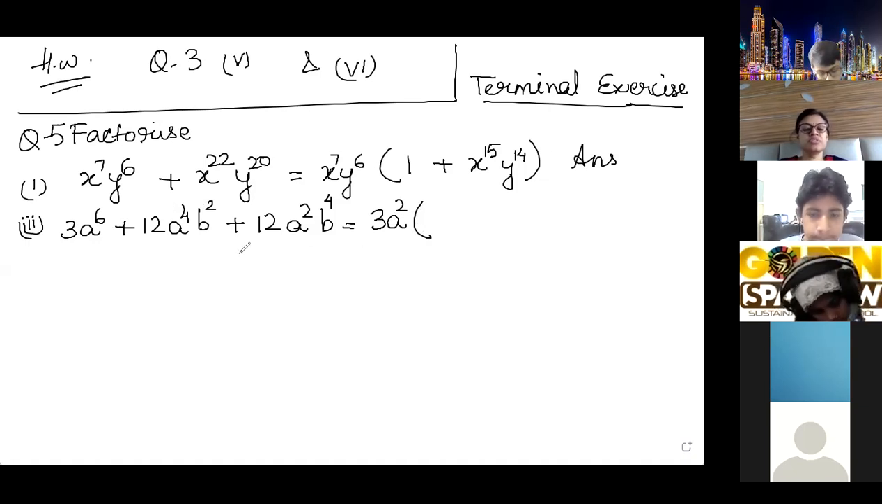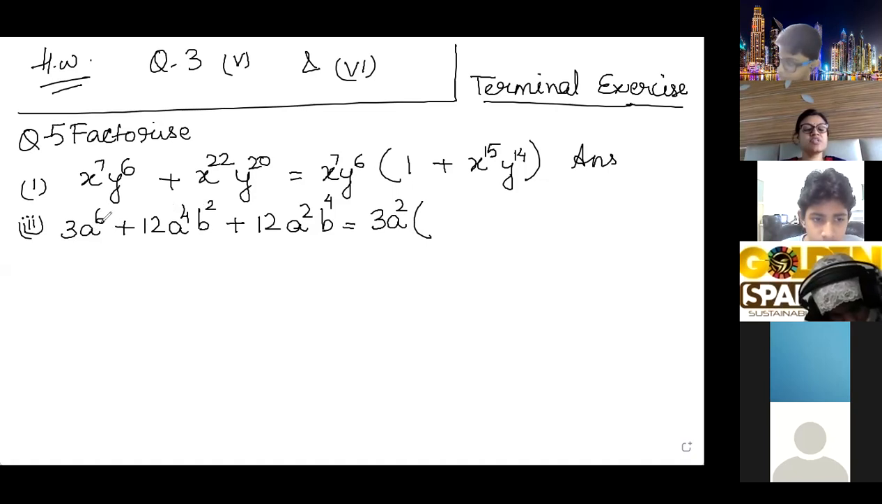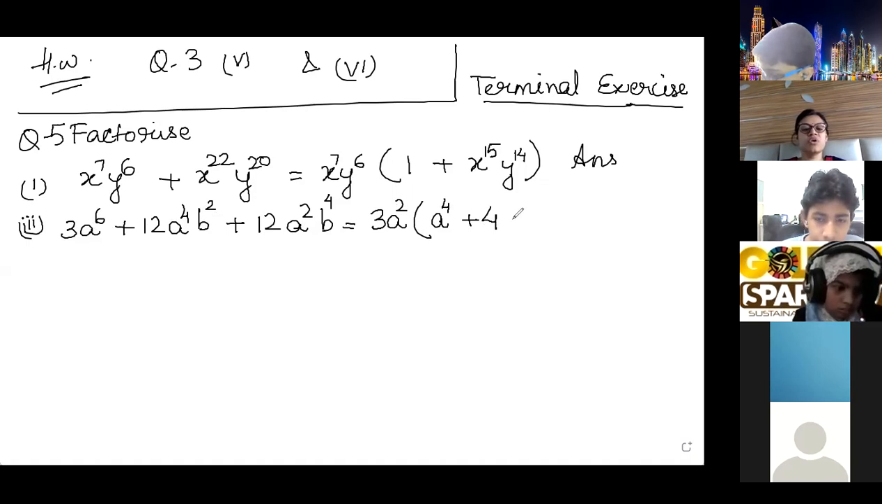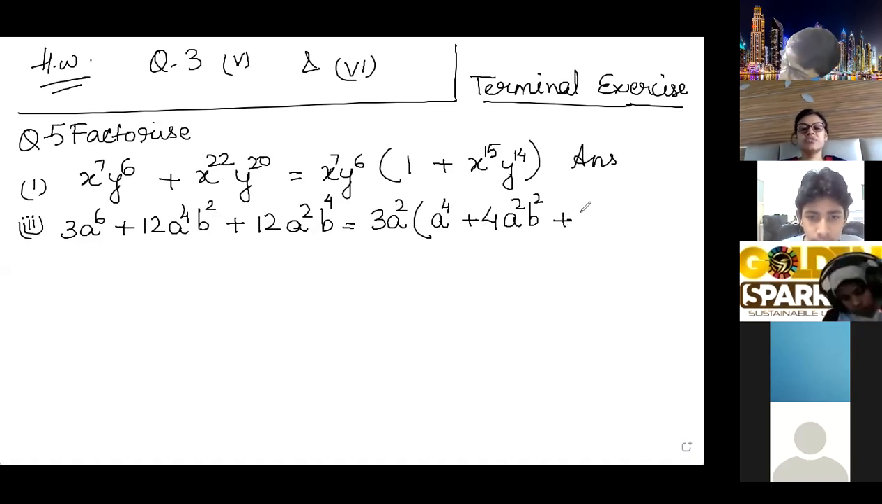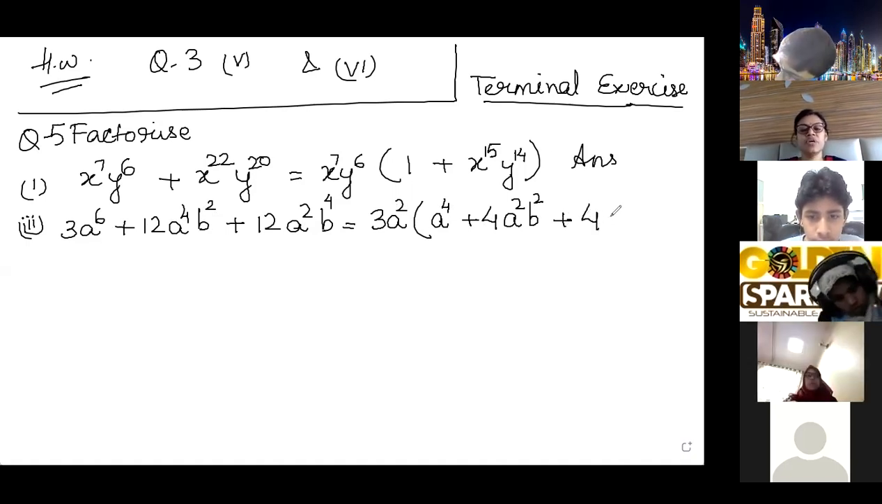So 3a square if you take out common, 3 is gone, 6 minus 2 is 4, a raised to 4. Okay, 4 plus 2 is 6. Then 3 4s are 12, so 4 here. 2 is gone out, so a square and b square. And plus again 3 4s are 12. A square is gone out, so b raised to 4. Now can you further factorize this bracket?